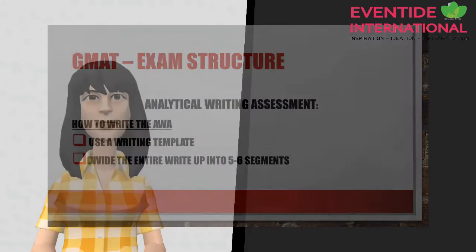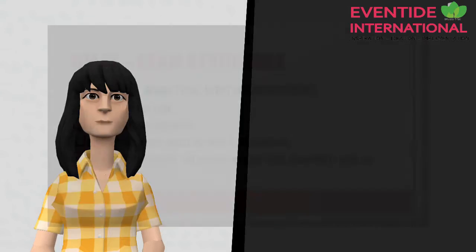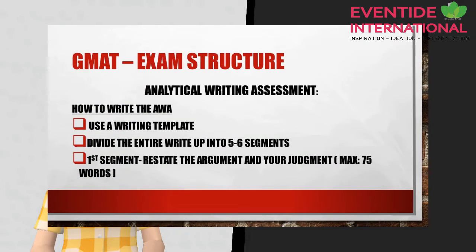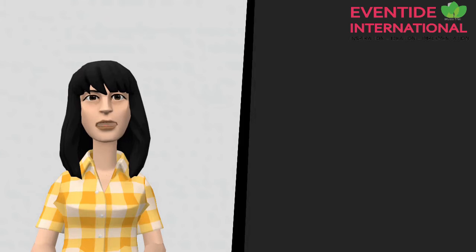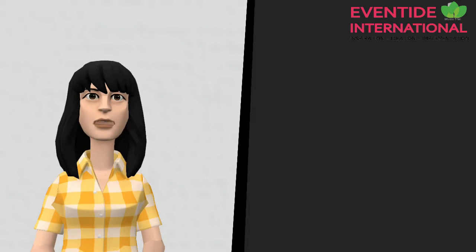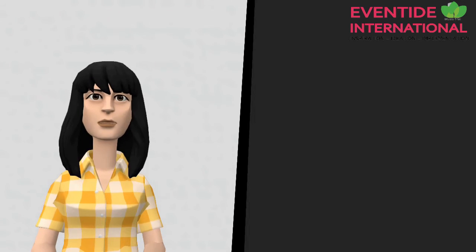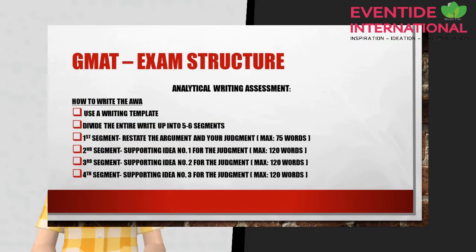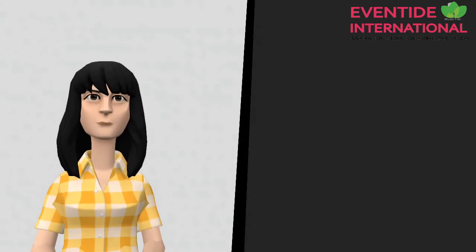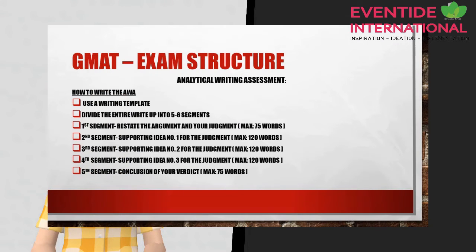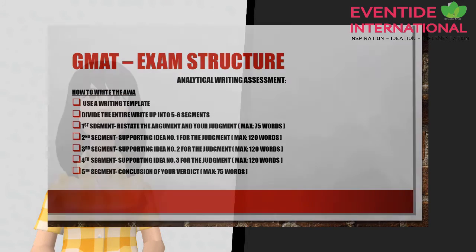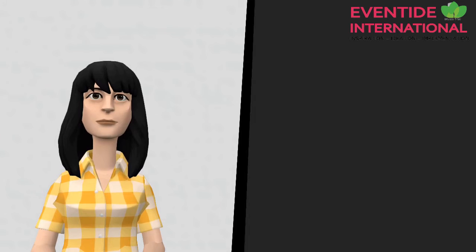The first segment allows you to restate the argument so that the examiner understands that you have completely understood the question. You should be clear with the argument that you are discussing and the supporting evidence that has been mentioned in the question. The next 3 segments of the answer are where you discuss the evidence and the justification of each. Finally, in the 5th segment, you should conclude by providing a final verdict on what you feel is missing and any wrong assumptions made in the argument.